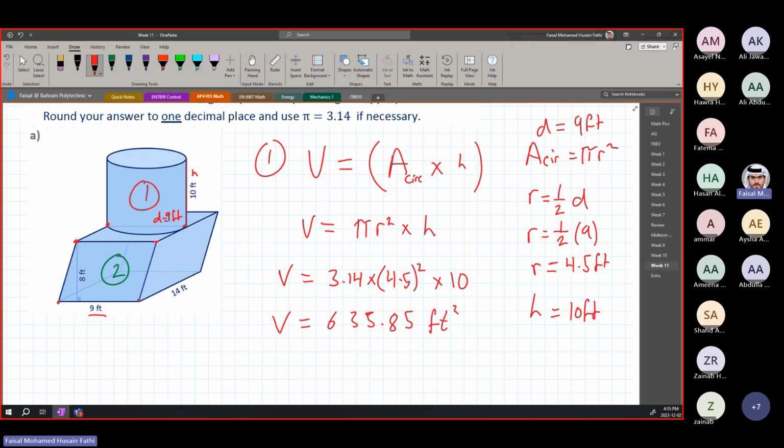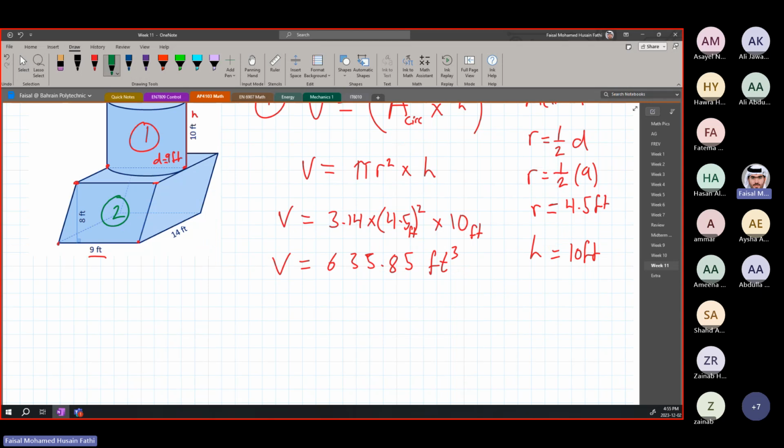Feet cubed. We're talking about volume, so it's feet cubed because this is feet squared and this is feet. Okay, this is 1. We found the first volume. The second volume, what is it?